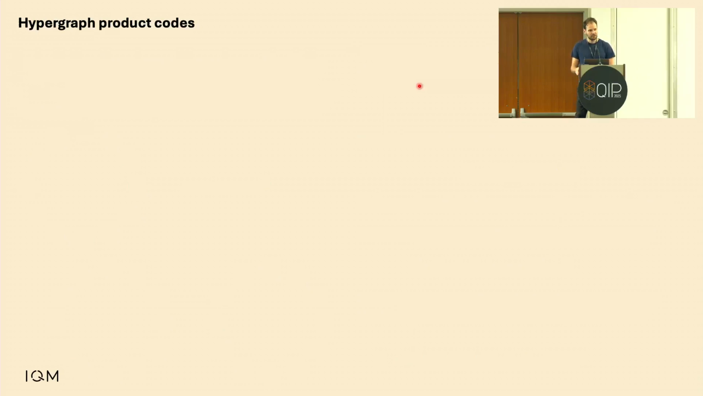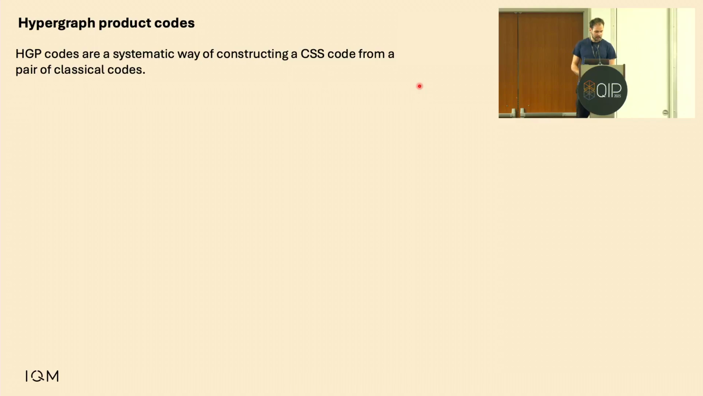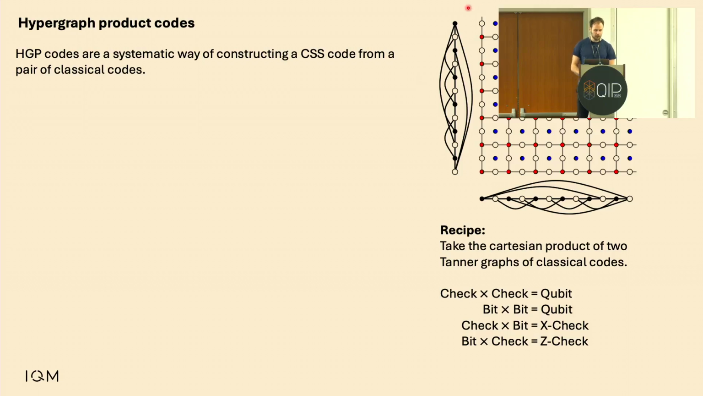And now I want to tell you something about these codes that have a product structure, like the toric code does. So these hypergraph product codes, as we call them, are a systematic way of constructing a CSS code from a pair of classical codes. And they have a very easy recipe of constructing them. So you take two classical codes, you draw the Tanner graphs of them, and then you take the Cartesian product of the two Tanner graphs, and then you have certain rules for which vertices will be qubits or X checks or Z checks. So I use these rules here. You can use other rules.